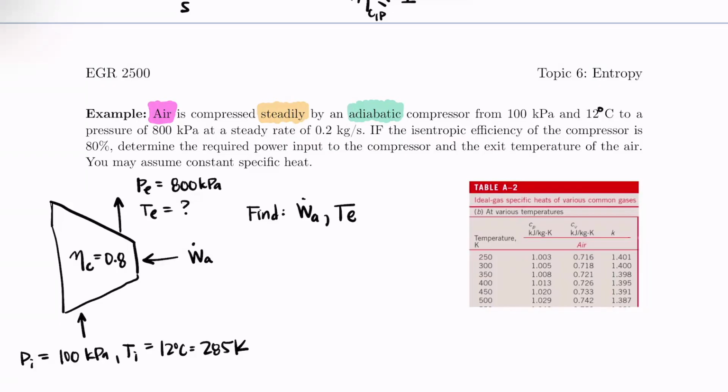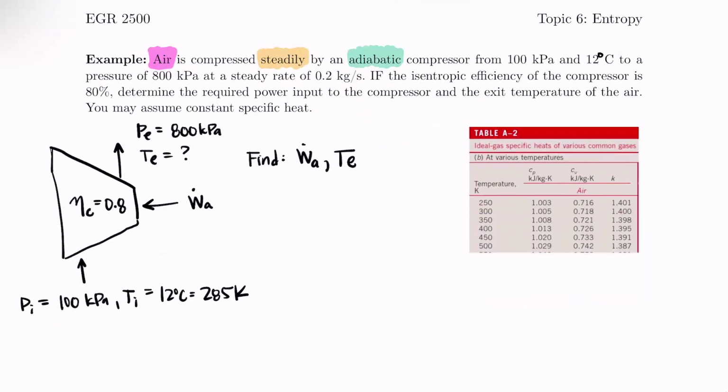All right, so the first thing that I'm going to do is draw my control volume because this is, again, an open system, because we have mass flowing in and out. So it's just going to be the volume of the compressor, like so. The second thing I'm going to do is write out our governing equations.